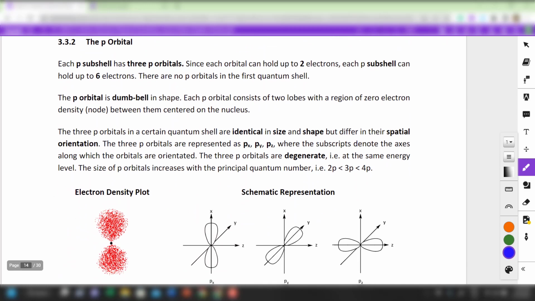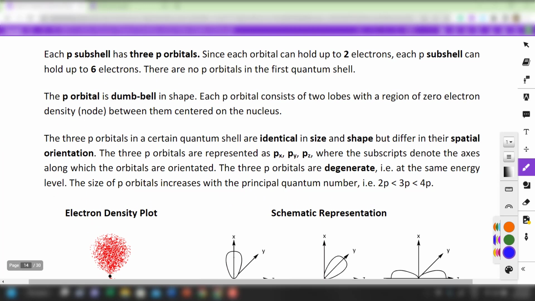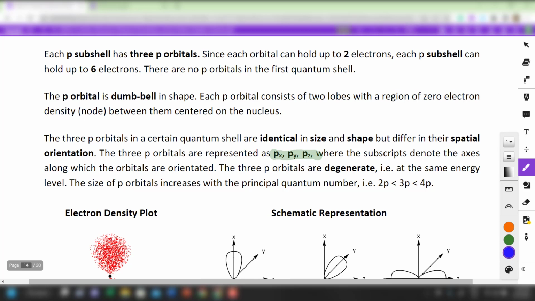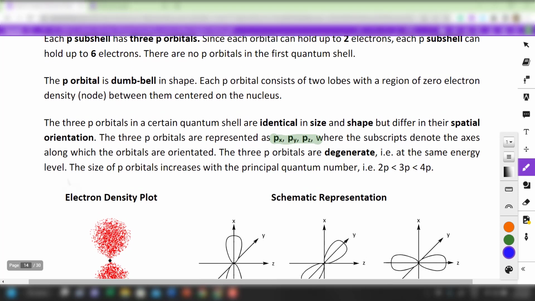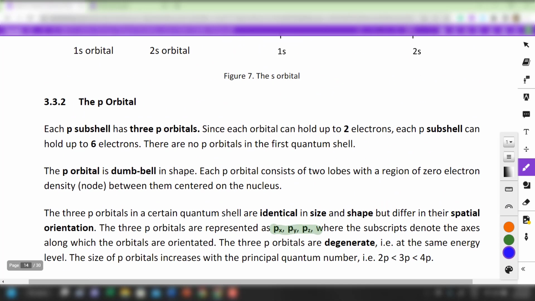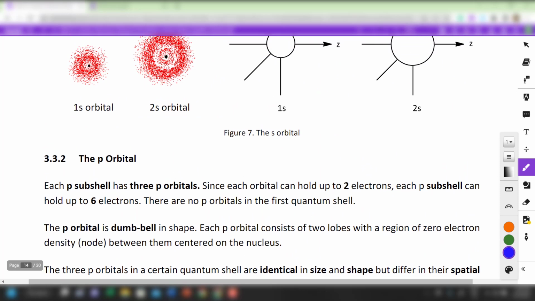For the p orbital, it is, again, not too difficult to draw. Just make sure that you orientate them along the X, Y, and Z axes. The p orbitals are designated as px, py, and pz. So px means along the x-axis, py along the y-axis, pz along the z-axis. You can use the same logic that I taught you. For example, if you want to draw 2pz, I will draw a figure of 8 first, nicely, like that.